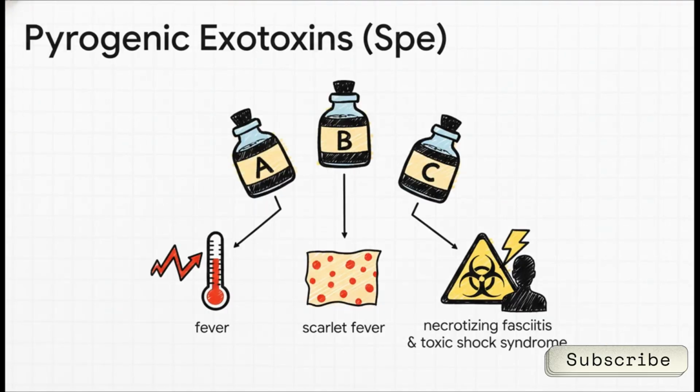Next up in the toxic arsenal are the streptococcal pyrogenic exotoxins, or SPE for short. You've got three main types to know: A, B, and C. Now the name says it all. Pyrogenic means they cause fever.